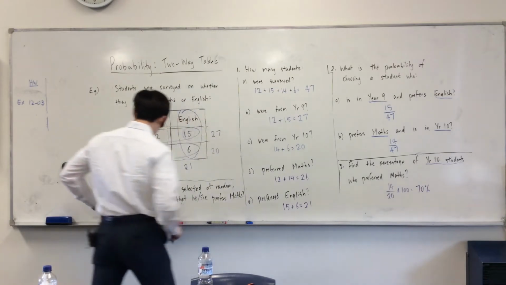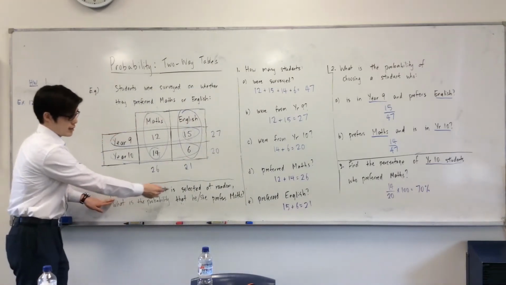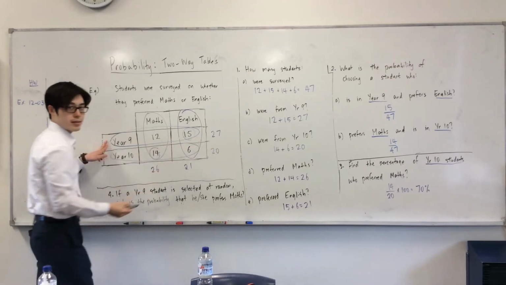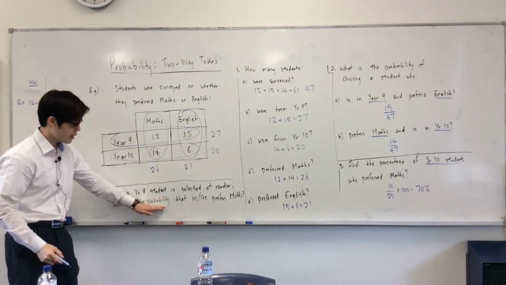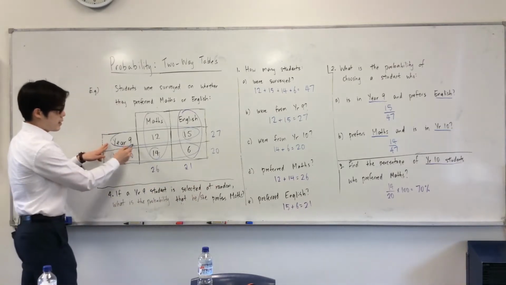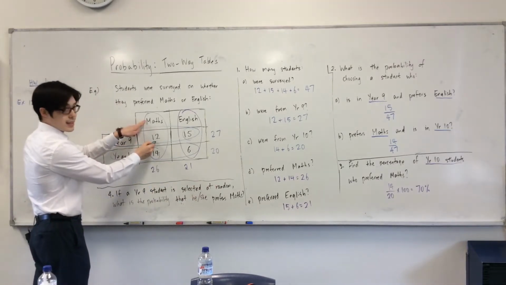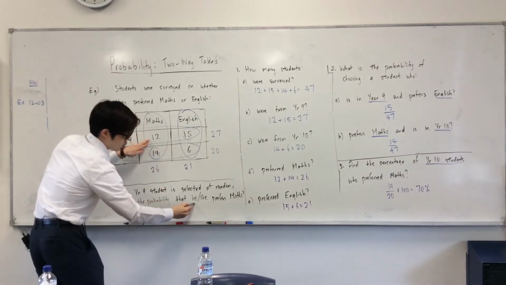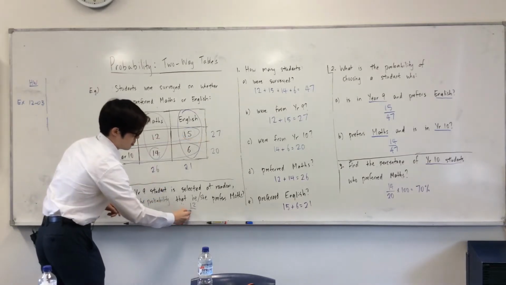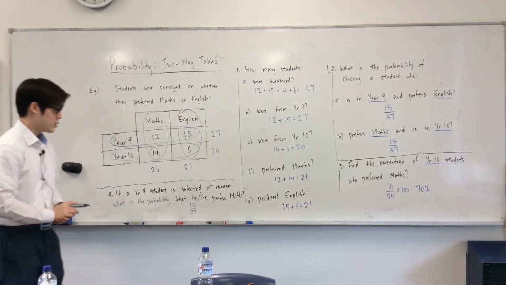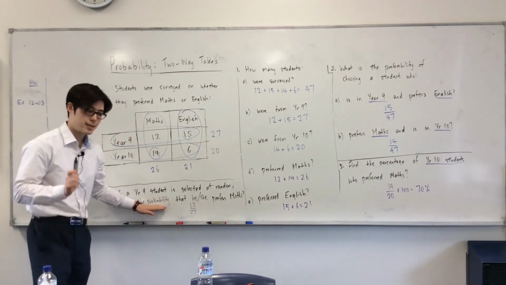Similarly, if a Year 9 student is selected, so we only look at the Year 9 students, out of 27 students, yeah? What is the probability that he or she prefers maths? So in Year 9, 12 students, because that's under maths, prefer maths. So the answer is 12 out of total number of Year 9 students, that's 27. Okay? We're not going to times by 100 here because they just want the probability, not the percentage.